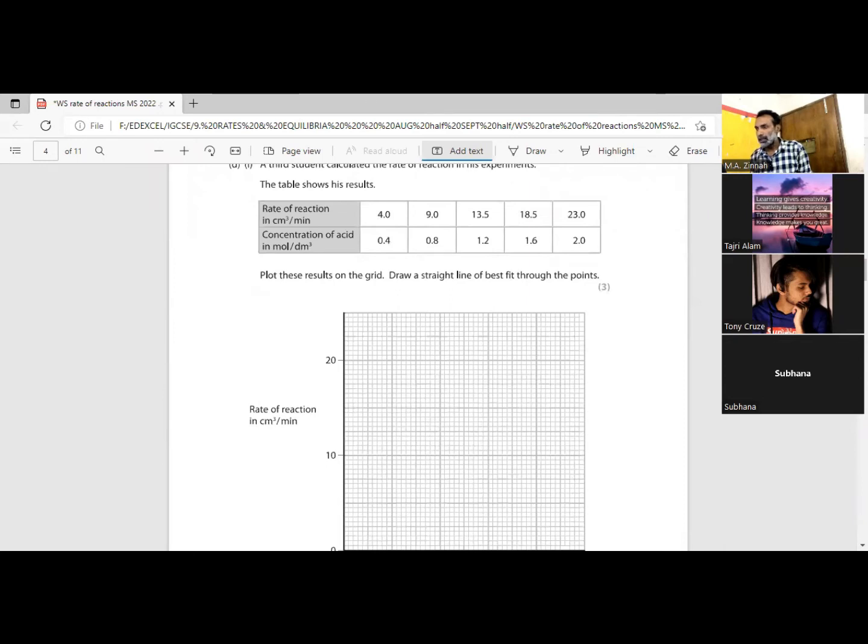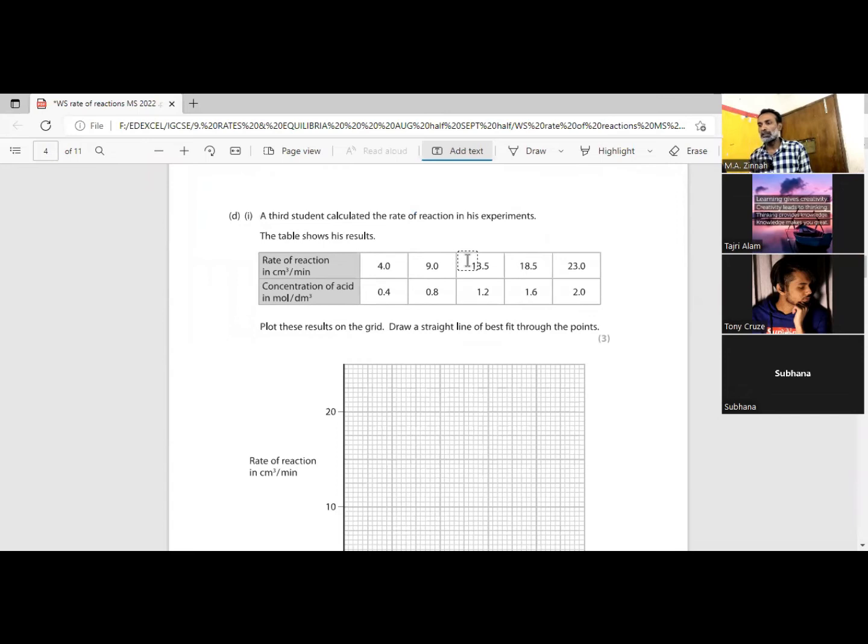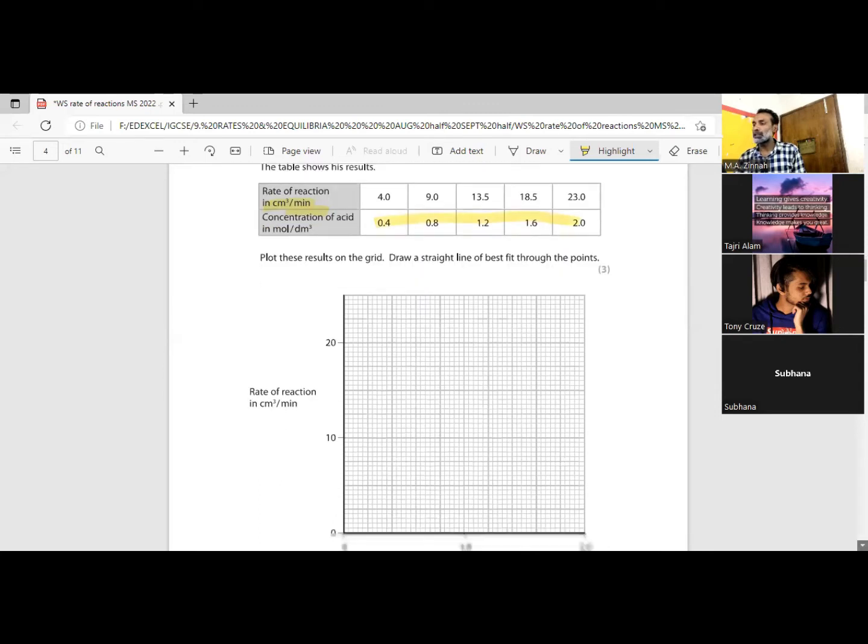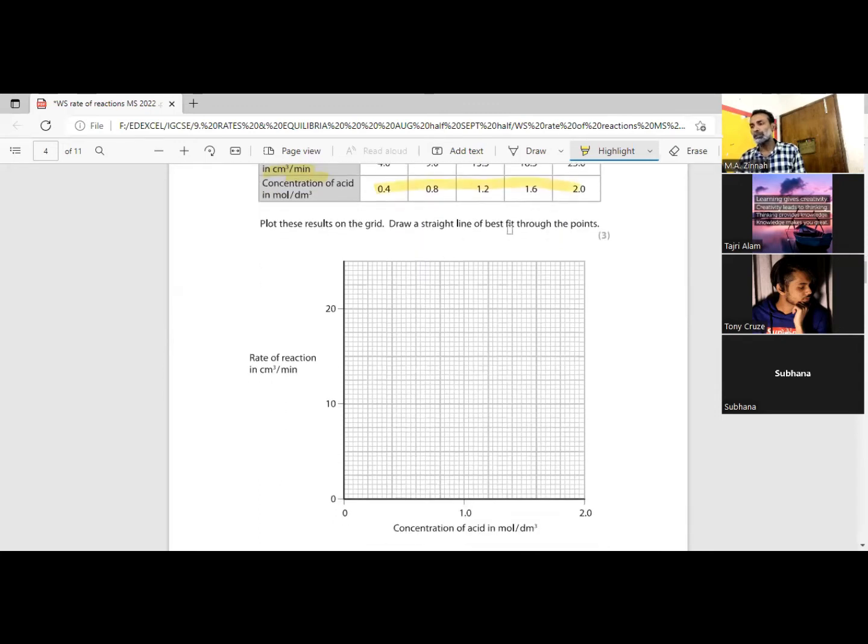Another third students experiment করে এই রেজাল্ট পেয়েছে with rate of the reaction. দেখো আমরা rate of the reaction এর কথা বলেছিলাম। This is change in concentration divided by change in time. That can also be change in volume of gas divided by time, or could be mass divided by time. অনেক ভাবে হতে পারে। এখানে সে এটা করেছে। Concentration, he was changing the concentration, right? In different experiment concentration চেঞ্জ করে দিয়েছে। Plot the results on the grid.